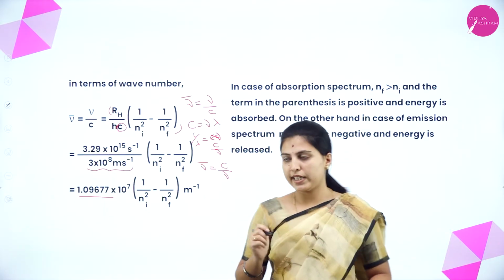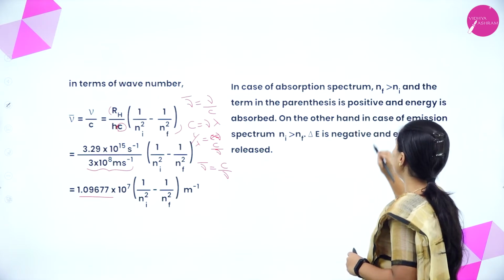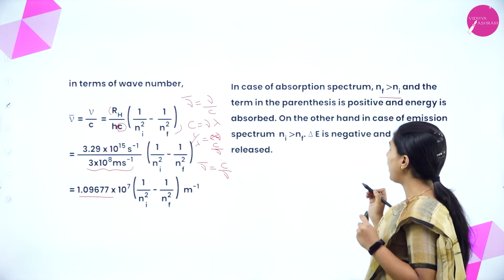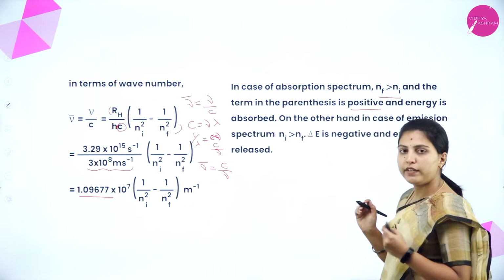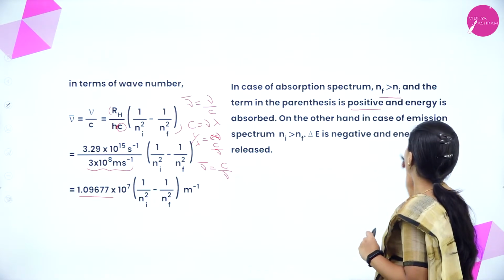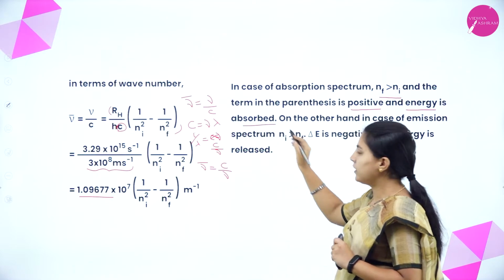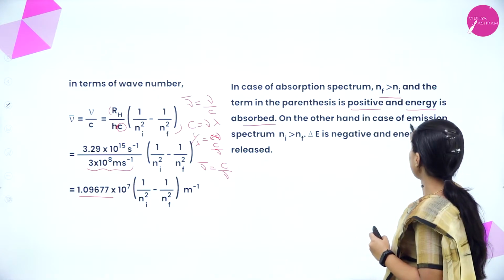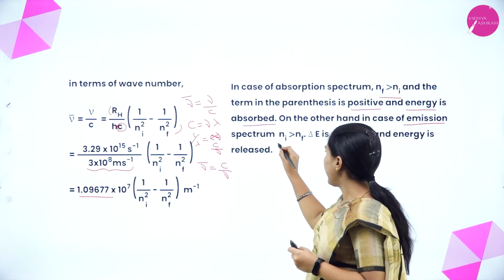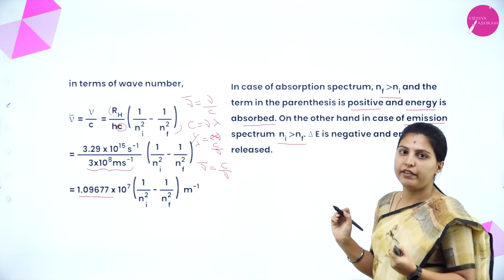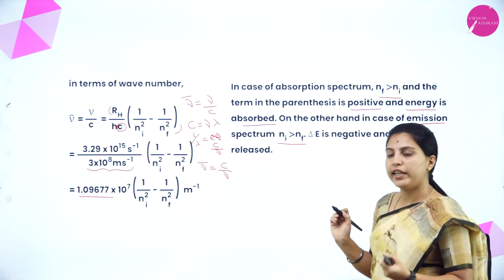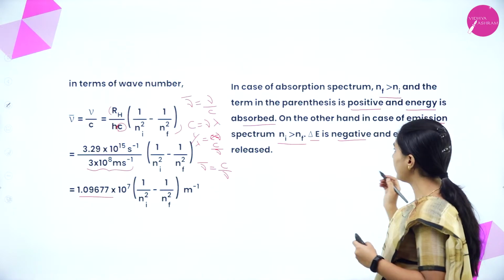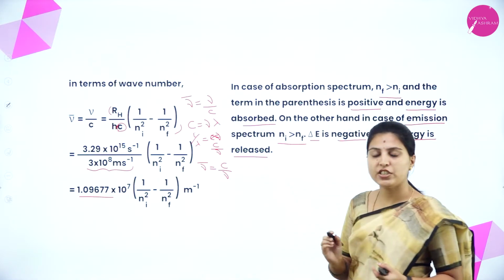There are two cases. In case of absorption spectrum, if Nf is greater than Ni, the term in the parenthesis is positive, whatever term we get will always be positive, and energy is absorbed. At this stage, the energy will be absorbed and the term will be positive. On the other hand, in the case of emission, Ni is greater than Nf, that is, the initial orbit will be greater than the final orbit. At that time the energy is always negative, and whatever energy we see will be released or emitted.